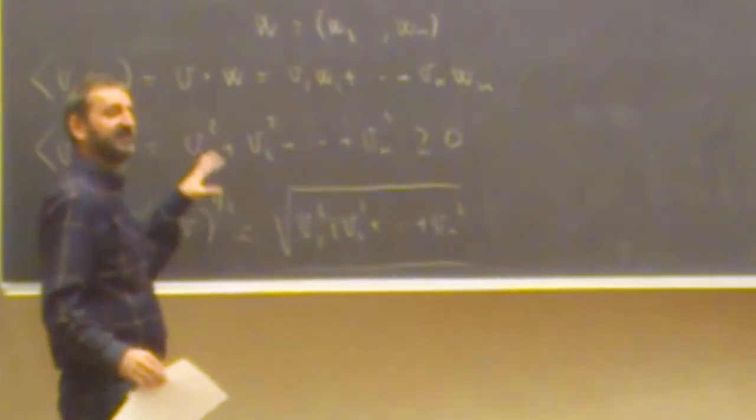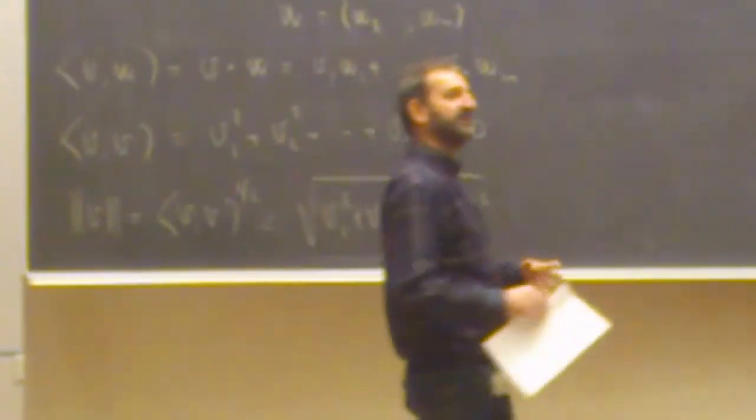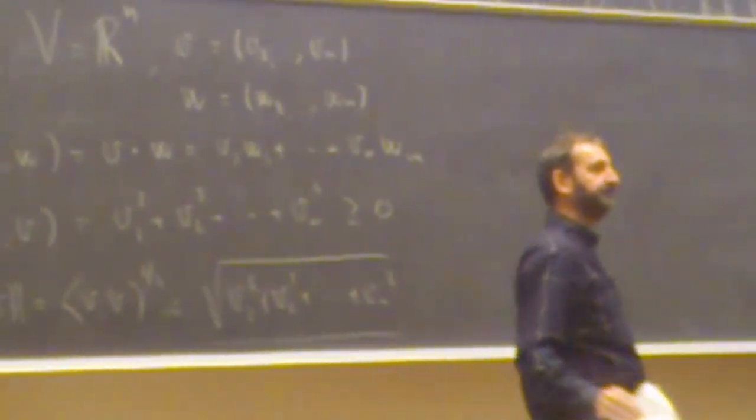And I hope also that you recognize this. This is the so-called Euclidean norm. And this is really the norm we use to measure distances in R^n.